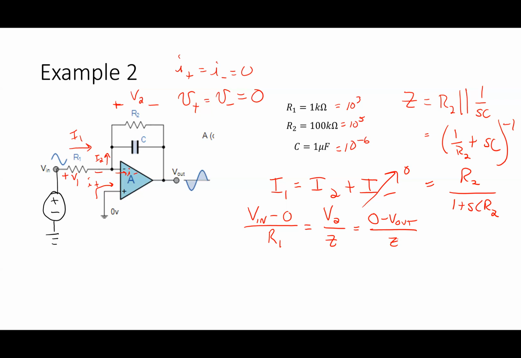Okay. All right, so this becomes V out over V in. If you do the algebraic manipulation, it becomes minus Z over R1.